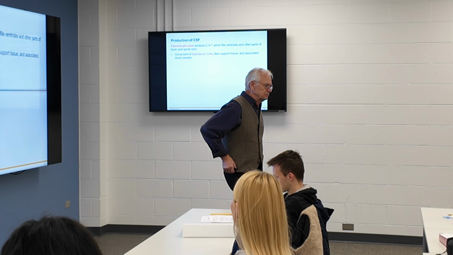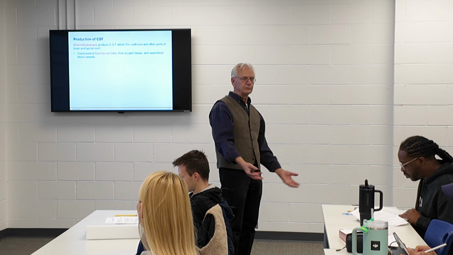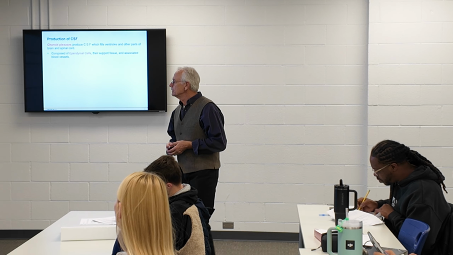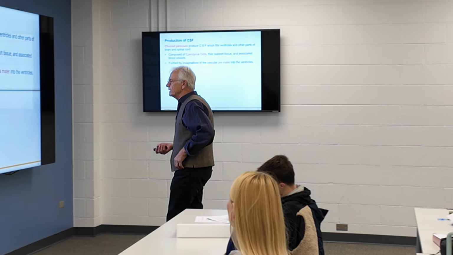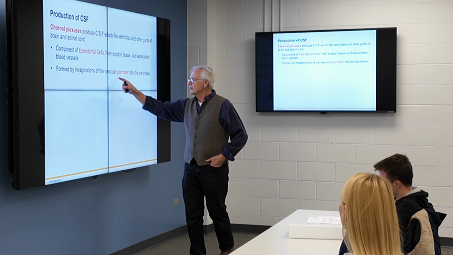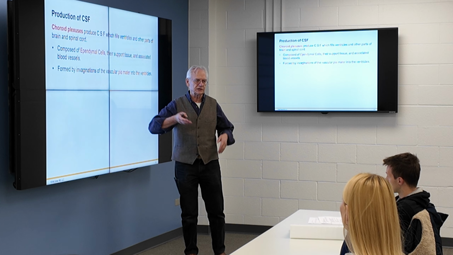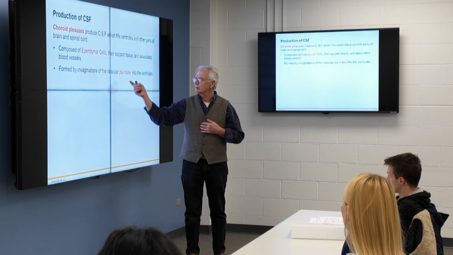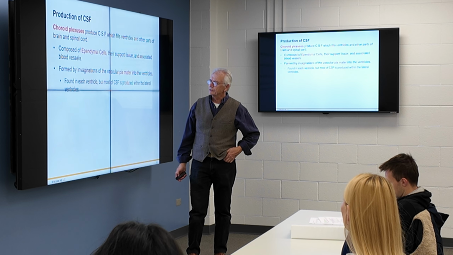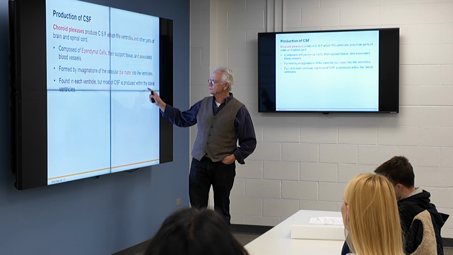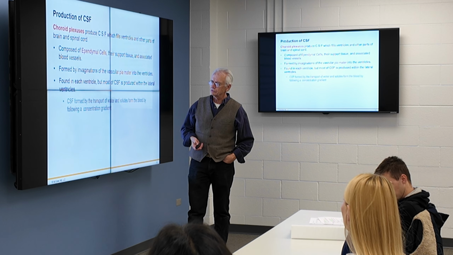What was another large title for the ependymal cells? They're glial cells, right? The ependymal cells are glial cells. They're one of those 4 glial cells of the central nervous system. Okay, and associated vessels formed by invaginations of the vascular pia mater. The invagination just means indentations in there. The pia mater, that's where we're going to find that. Found in each ventricle, most of the CSF is produced within the lateral ventricles.